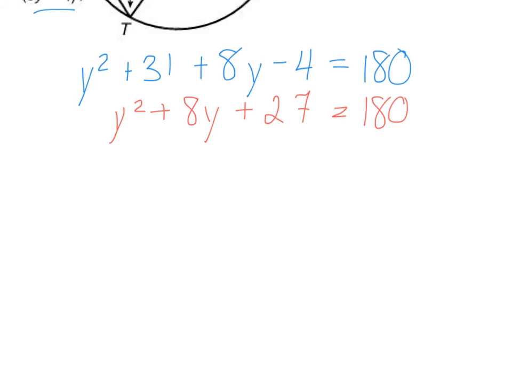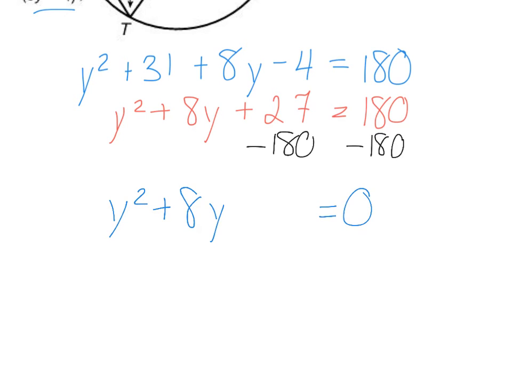So right now at this point, because I have a y squared, because I have a y to the first, and I have a constant here, I know I'm going to have to factor. So I'm going to start off, I'm going to get rid of this 180 from both sides. All right, if I'm ever going to factor, I need my expression equal to 0. So that gives me negative 153. So now what I'm focused on is the 8 and that negative 153.